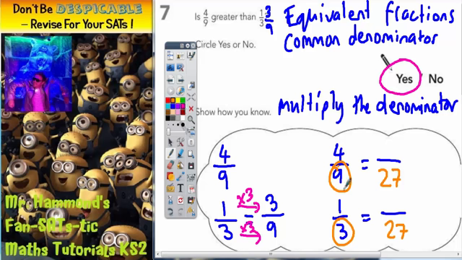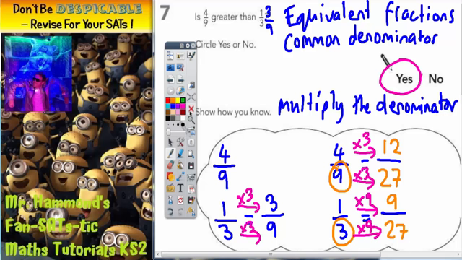Now let's see what the numerators would be. To get from 9 to 27, that's times 3, so the top would need to be times 3 as well. 4 times 3 would give us 12, so 12 27ths. On the second fraction, to get from 3 to 27 is times 9, so we would do times 9 on the top as well. 1 times 9 is 9, so that's 9 27ths.